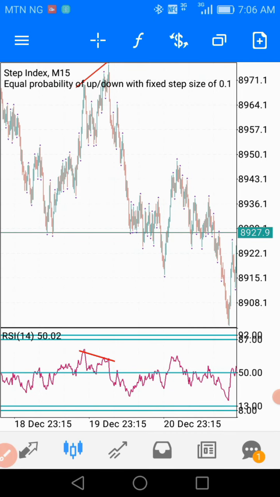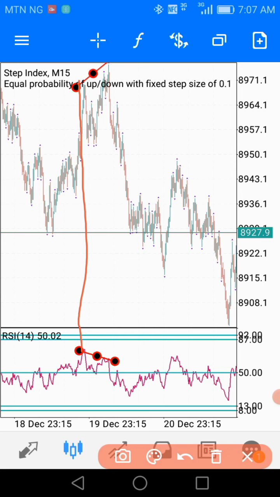Let me quickly show you this. Now you see this place. This is a powerful bearish regular divergence, and it played out here on the Step Index pair, on M15. Now you discover that from here, just take a look at the correspondence down, there was actually a price reversal, and then you have a bearish move to this point.